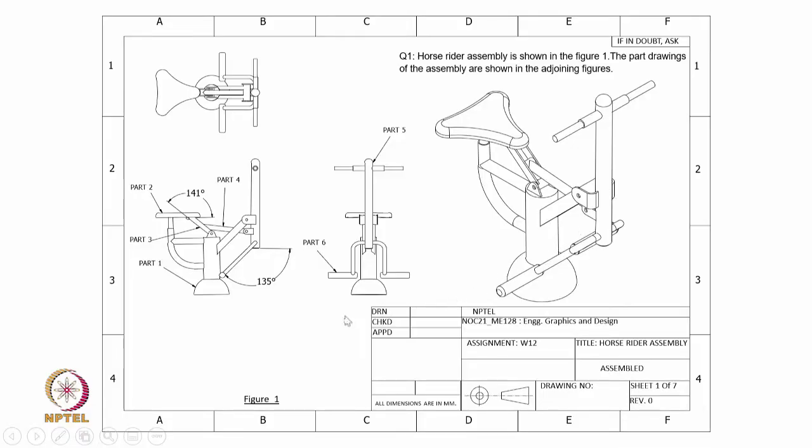So, first let us see how many parts we have. We have part 1, part 2, 3, 4, 5 and 6. So, we have 6 parts.